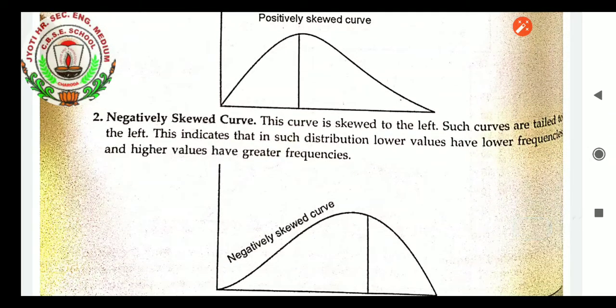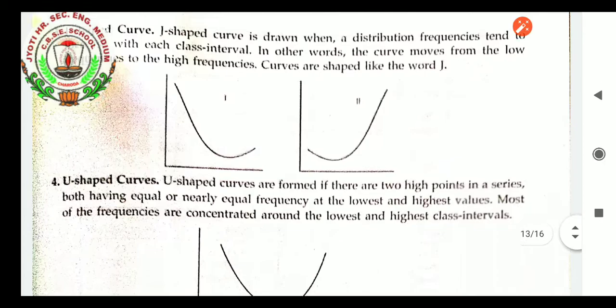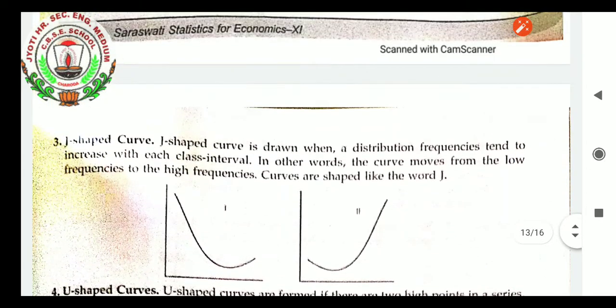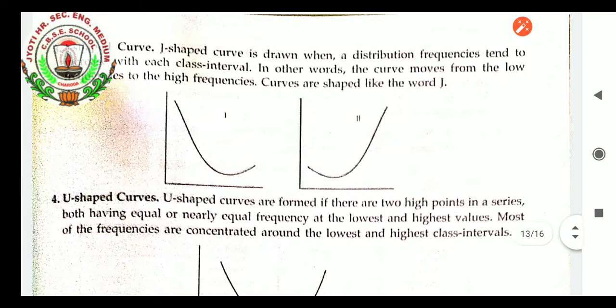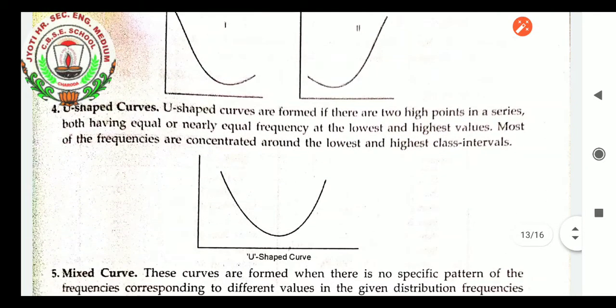Negatively skewed curve. When the left side is more spread, such curves are tailed to the left side, meaning the curve goes in the opposite direction. When it is moving like this and the left side is more than the right side, it is known as a negatively skewed curve. Now the J-shaped curve. When the curve comes in a J form, it is known as a J-shaped curve. And the U-shaped curve: when you draw the curve with the given frequencies and the mid values of the class intervals, and it forms a U shape.